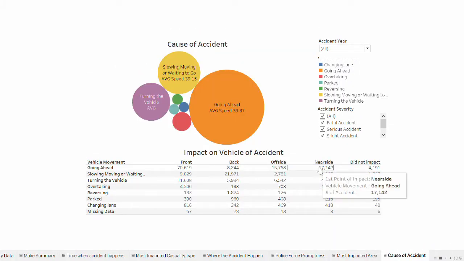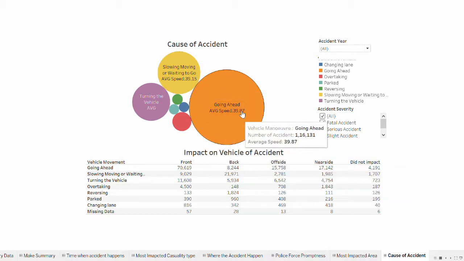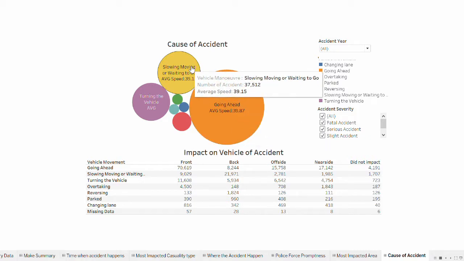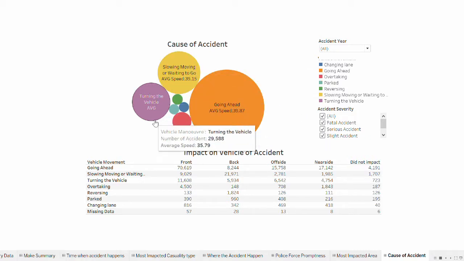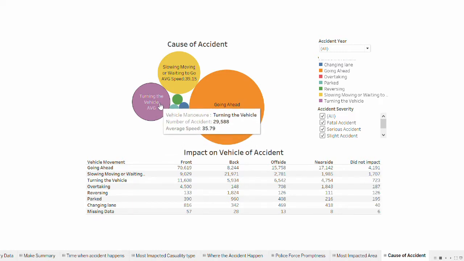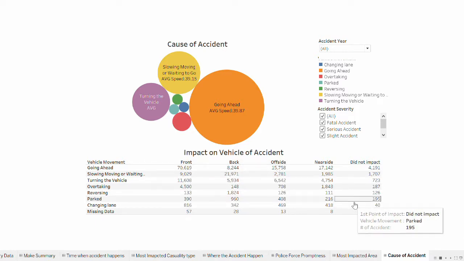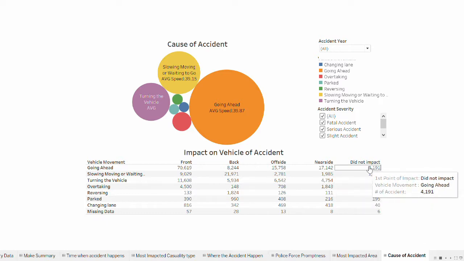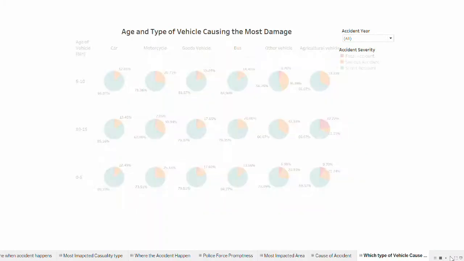Then we will talk about the cause of the accident. Most of the time the accident happened because the vehicle was moving ahead, with an average speed of 40. 39.87 is 40. Similarly, next was slowing or moving down, and accidents also happen when the vehicle is turning. We would also like to know where exactly the vehicle is impacted the most. Most of the time the vehicle is impacted from the front, followed by back, then offside, nearside. And there are also chances when it is hit but the vehicle is not impacted.